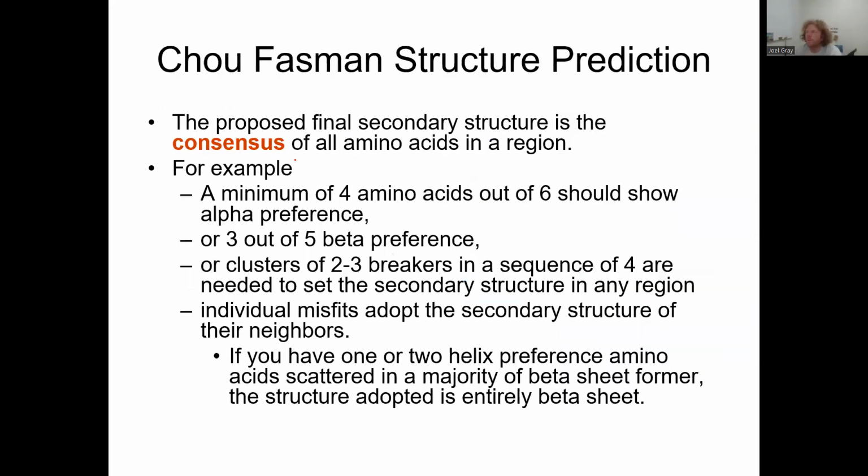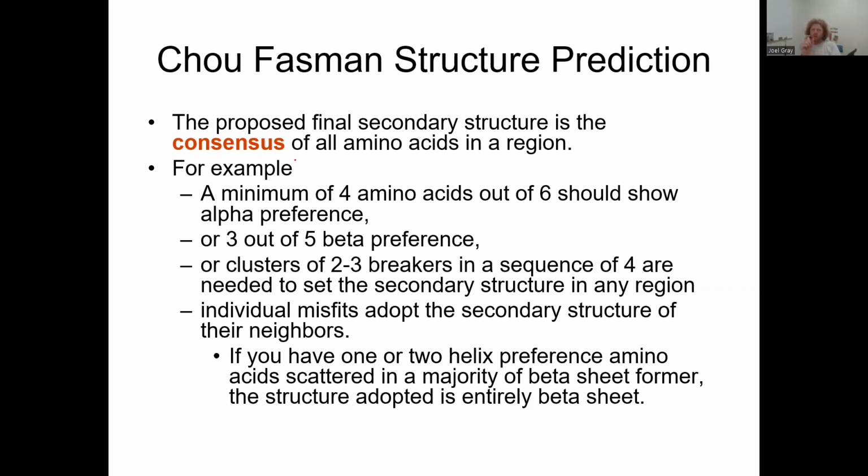This is very powerful, and based on those scores, they came up with a couple of ideas. The proposed final secondary structure is the consensus of all amino acids within a region. So a minimum of 4 of 6 amino acids should show an alpha helix preference in order to form an alpha helix. 3 out of 5 amino acids should show beta preference in order to show a beta sheet formation. Clusters of 2 to 3 breakers in a sequence of 4 are needed to set the secondary structure in any region. And individual misfits adopt the secondary structure of their neighbors.